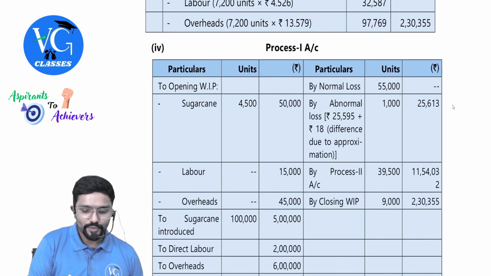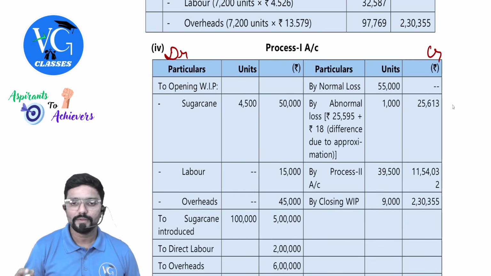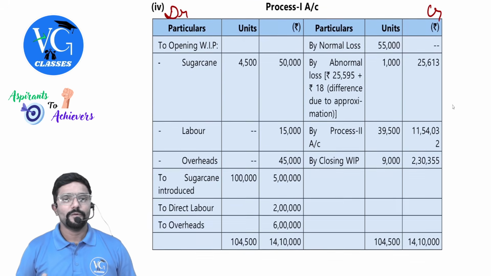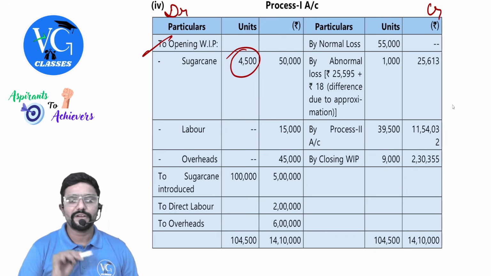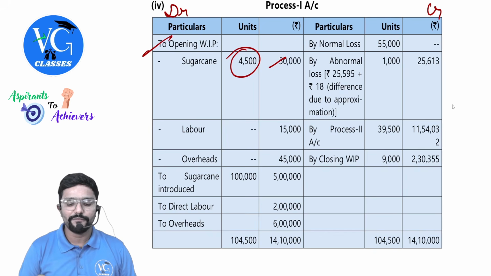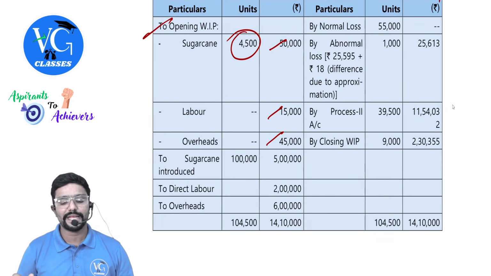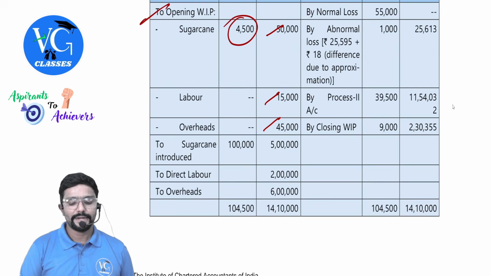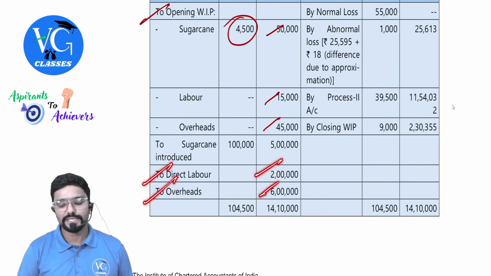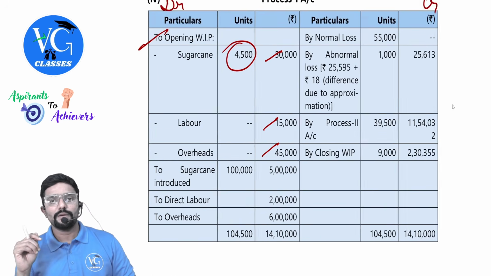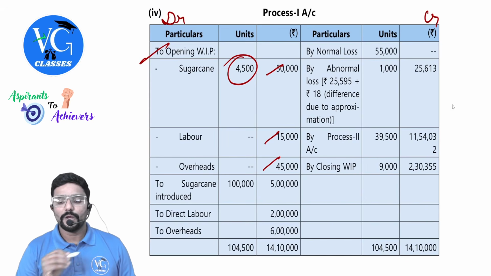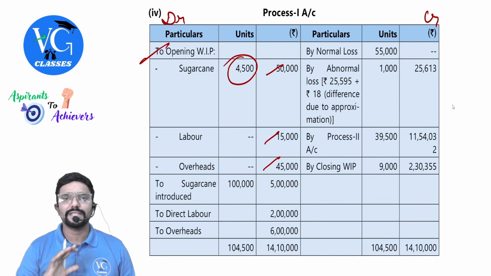The last one is the process account. Opening WIP, take 4,500 units at a cost of sugarcane 50, labor 15 and overhead 45. Then units introduced during the period, 1 lakh units or kgs, at a cost of 5 lakh. Direct labor 2 lakh, overhead 6 lakh. Yes, sir. Now coming to the credit side. Normal loss of 55,000 units is there, but there is no scrap value for it. Hence, we are taking 0.